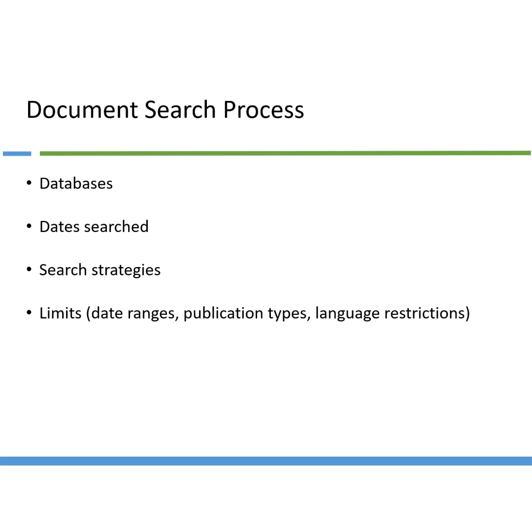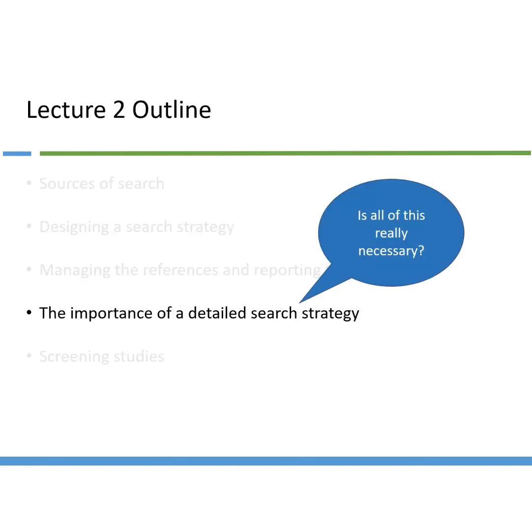Document the search process. Very important. Don't forget from the beginning the database used and the date of the search, because at the end you're going to forget. I ran my search today, and then I come a week later and say, when did I do the search? I forgot. So document all the search dates, the search strategies, and any limits you use, any publication limits. Document this. So why is it important to do this? Why is it really necessary to go through all these details?